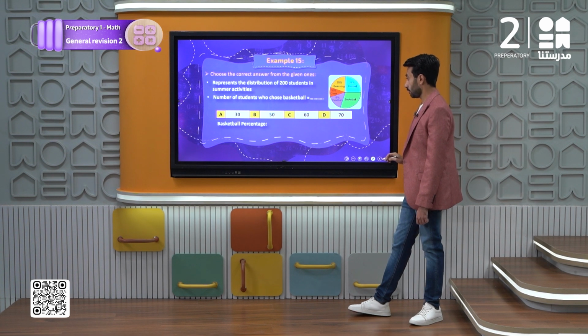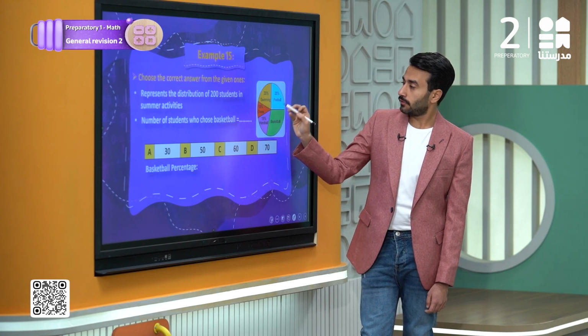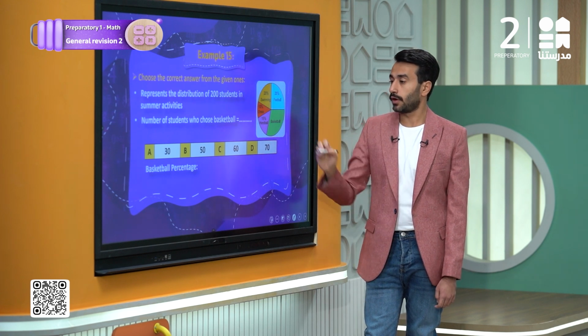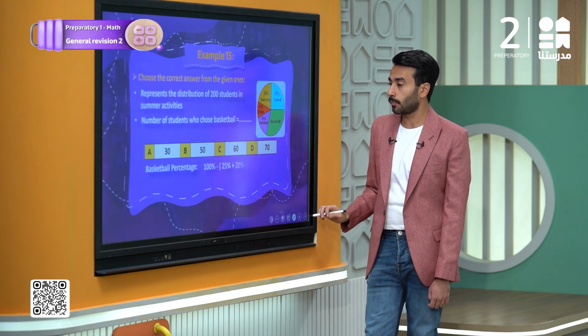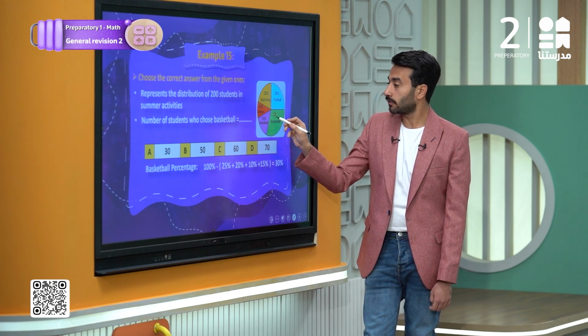Or there's another way, there's an easier way. You can find the percentage of the basketball. If you add all of this, 25 and 15, which is 40, and this value is 30, so you have 70, so per basketball now it's 30%. We found the percentage of the basketball, which is 30%.